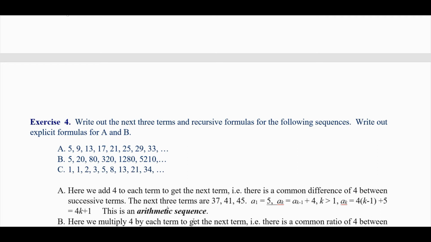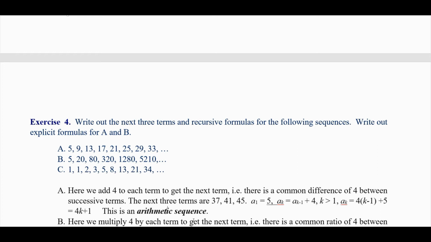And I think every single time that pattern stays consistent. So there's a common difference of 4 between successive terms. So to get the next three terms, add 4 each time. 33 plus 4 is 37. Add 4 more is 41. Add 4 more, that's 45, and so forth.